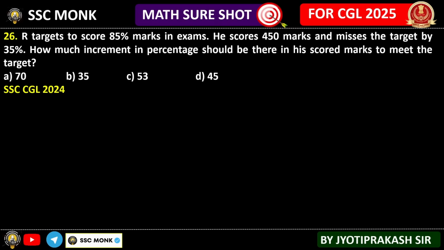Our target is to score 85% in an exam. He scores 450 marks and missed the target by 35%. How much increment in percentage should be there in his score to meet the target? Now see, this is a very good question. It is saying target score here 85%. He scored 450 marks and missed the target by 35%. That means how much percentage he scored? 85 minus 35. That is equal to 50%.